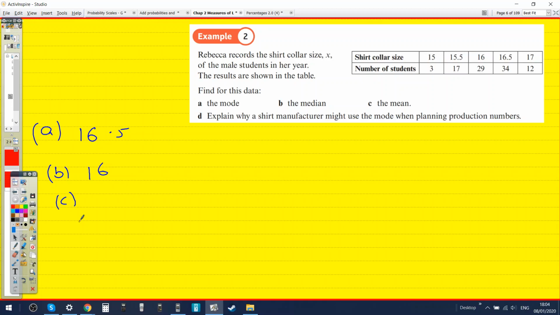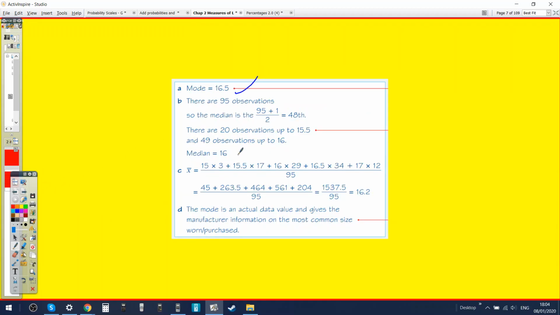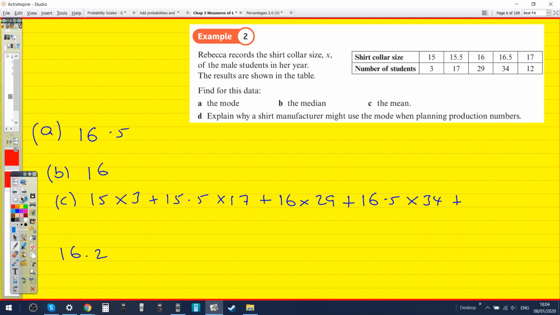For the mean, do you have to do like 15 times 3, add 15.5 times 17, like that? Yeah. Okay. For the mean, I got 16.2. 16.2. 16.5. 16. 16.2. And D.